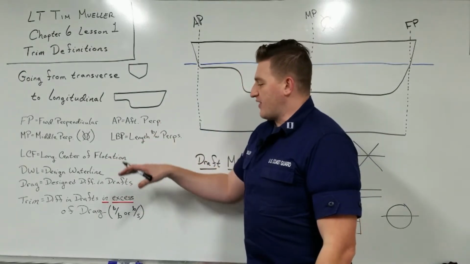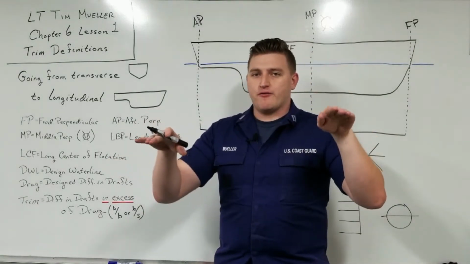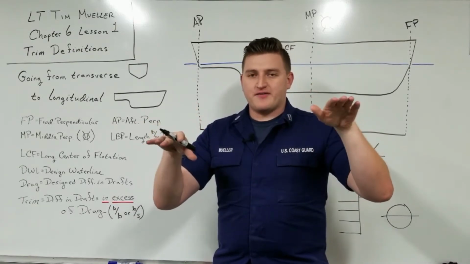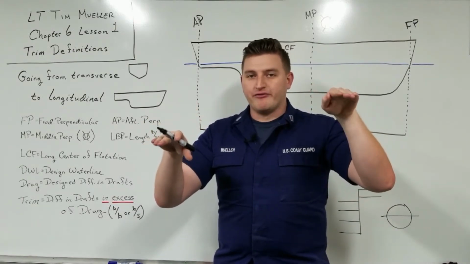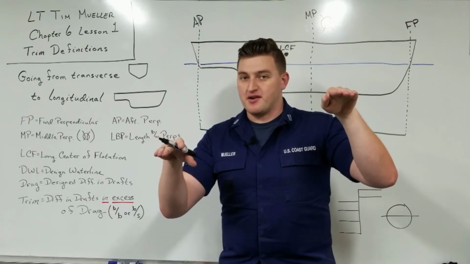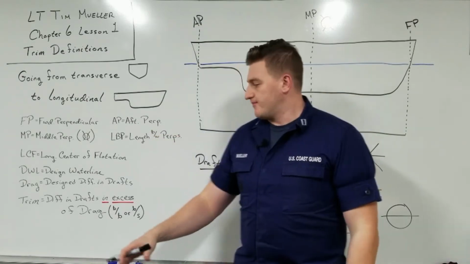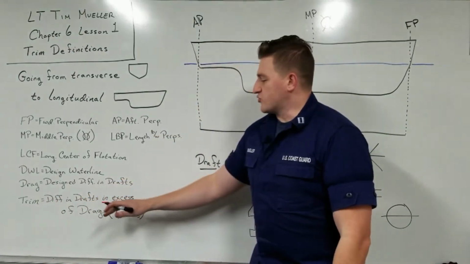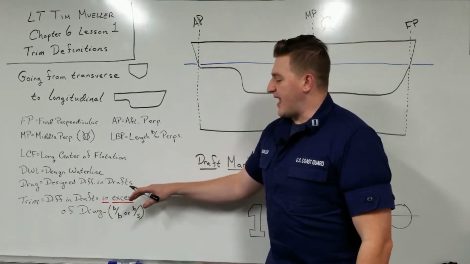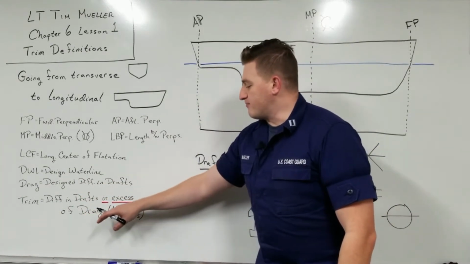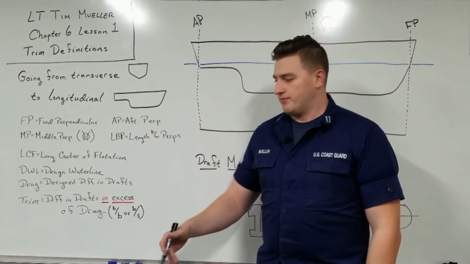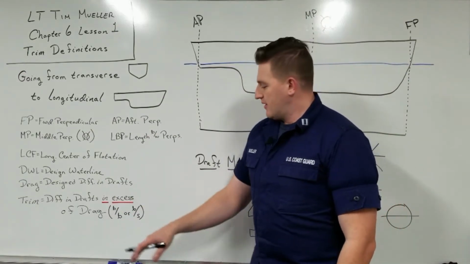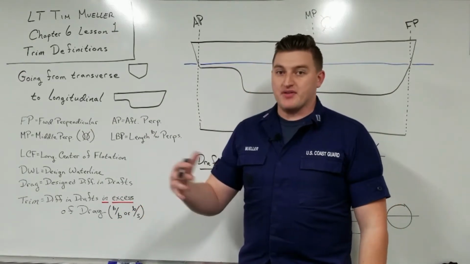If we had anything different than that, so if we had drafts that didn't match up to 1 foot difference by the stern, so the stern is deeper, that excess is going to be trim. Trim is the difference in drafts in excess of drag. And this BB means by the bow. It's also called by the head, or BS, by the stern.